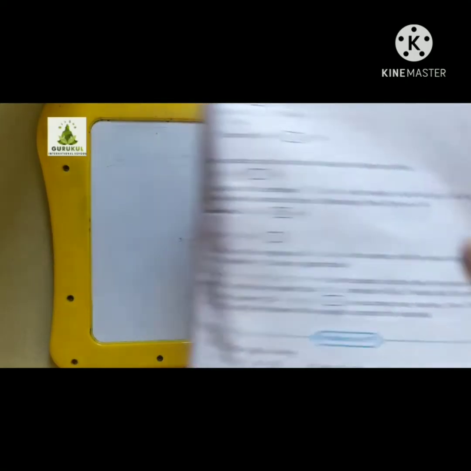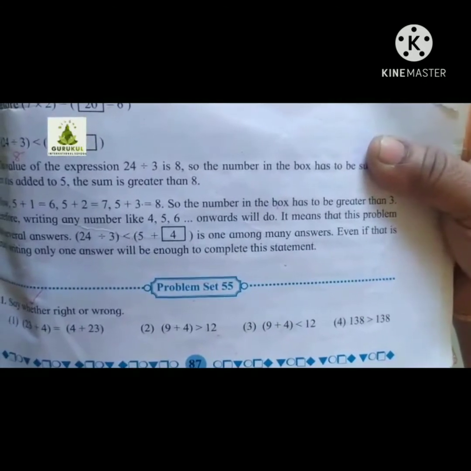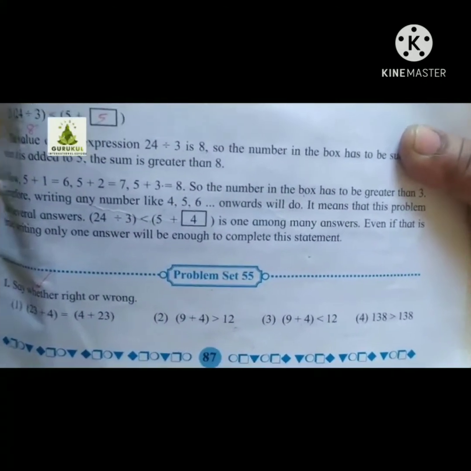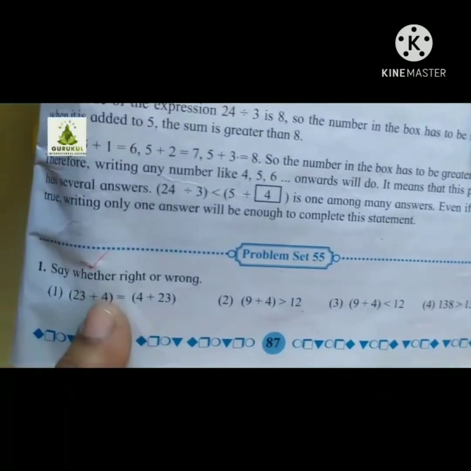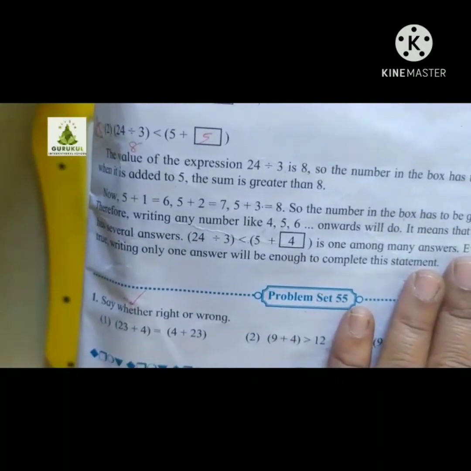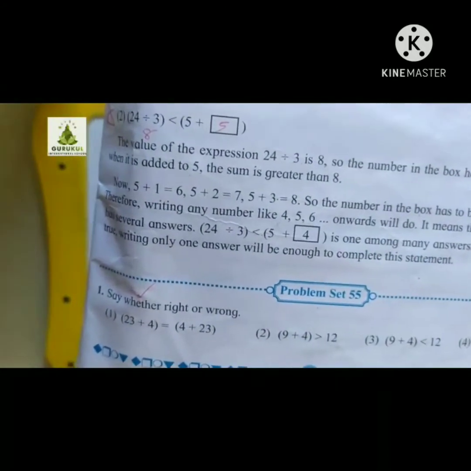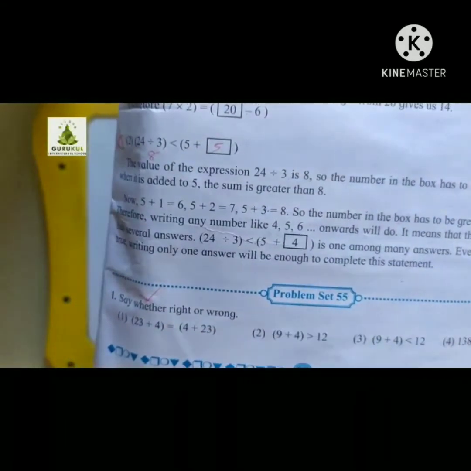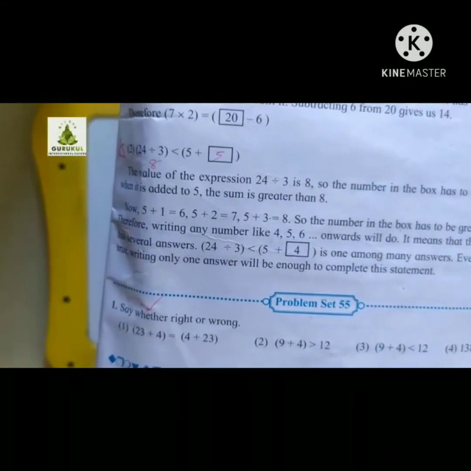Good morning, children. Welcome to our maths class. Today we start with the second last exercise, that is problem set 55. See, whatever we have discussed till now, we have to apply that in the coming exercise, that is 55. What things had we discussed? Let us just recap.